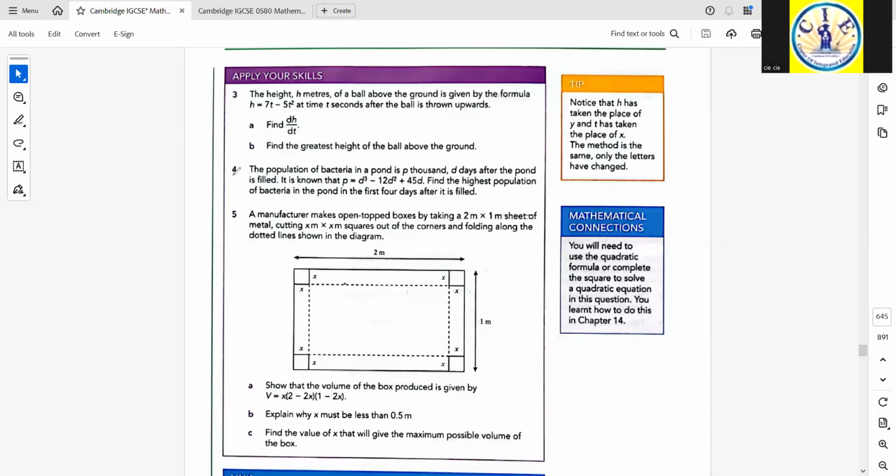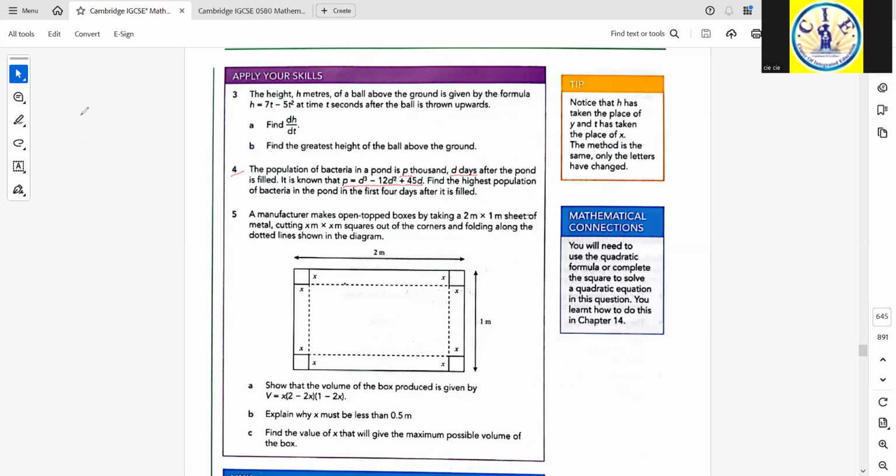This is question number 4. The population of bacteria in a pond is P thousand D days after the pond is filled. It is known that P equals D cubed minus 12D squared plus 45D. Find the highest population of bacteria in the pond in the first 4 days after it is filled.